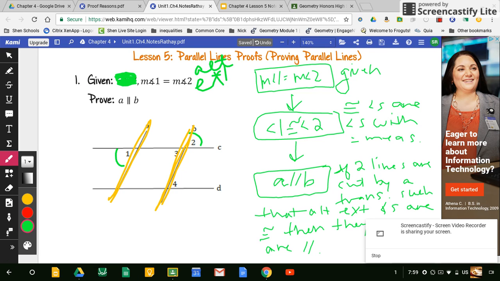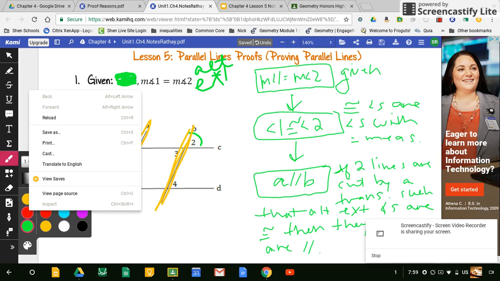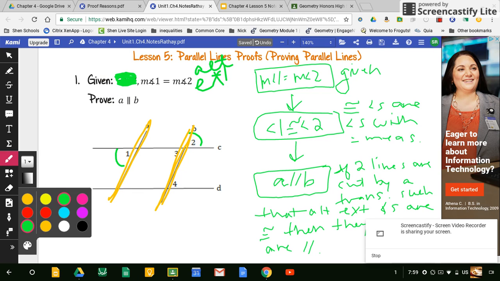Now this is one way to do this proof. This is not the way to do this proof. I happen to see the alternate exterior angles, but it's possible that someone else didn't see that. Maybe they see that angle 2 matches angle 3 because they're vertical. And then they say, well, if 1 matches 2 and 2 matches 3, 1 has to match 3 because of the transitive property. And now they're looking at these two angles, which are corresponding. That would give us parallel lines.